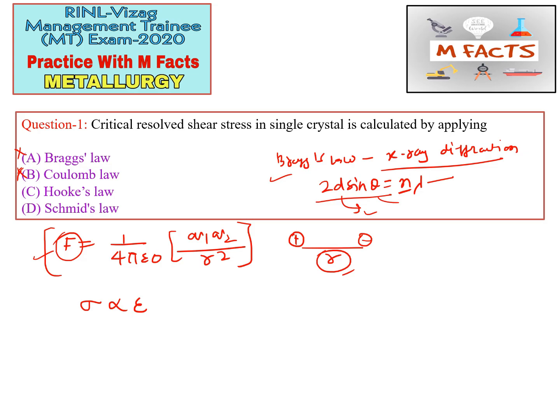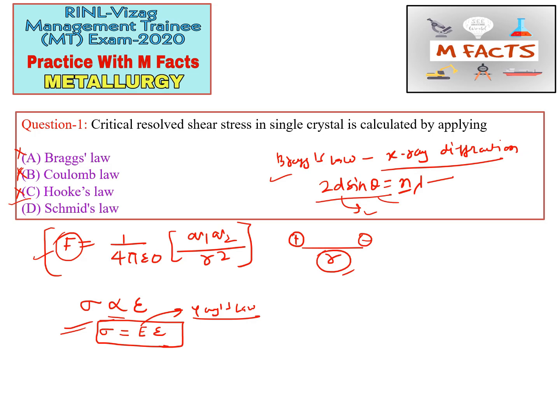If we remove this proportional sign, a constant comes in, and the relation is stress equals E times epsilon. This E is Young's modulus or elastic modulus, as we know. It comes from Hooke's law only. So this is also not correct, as it relates to stress and strain.